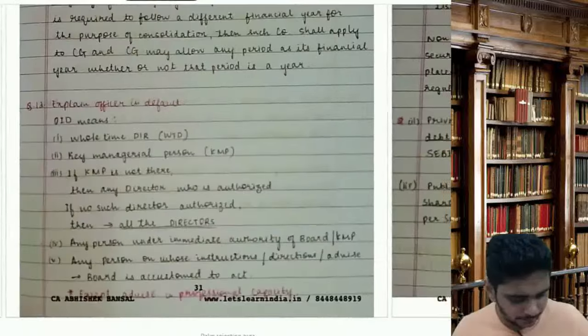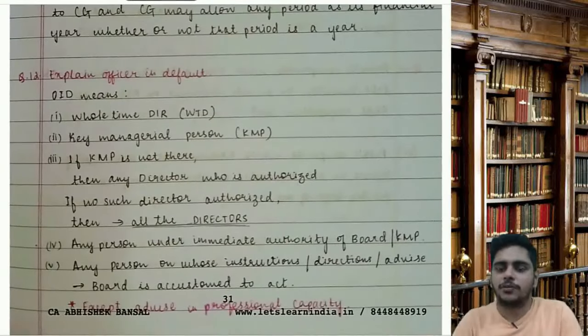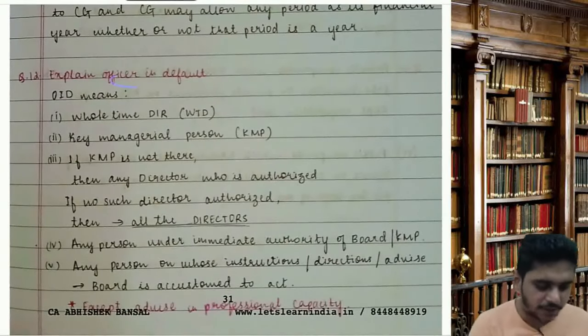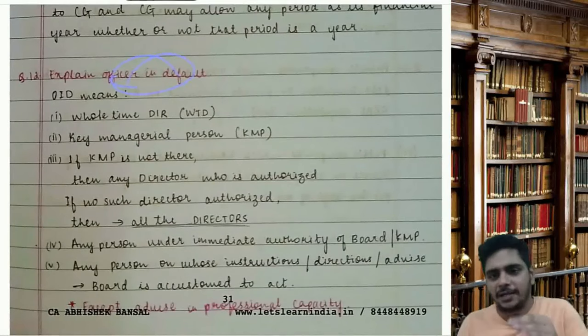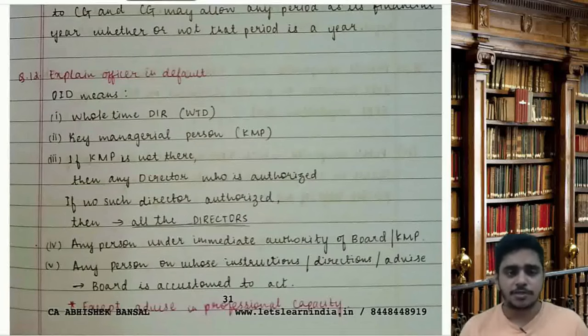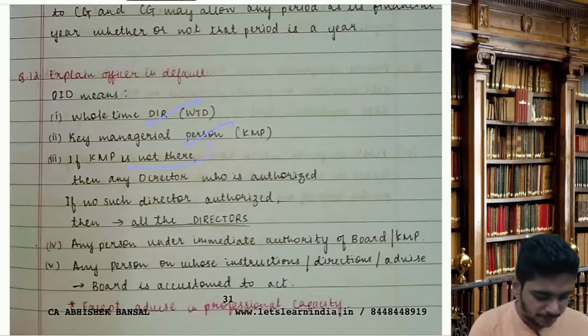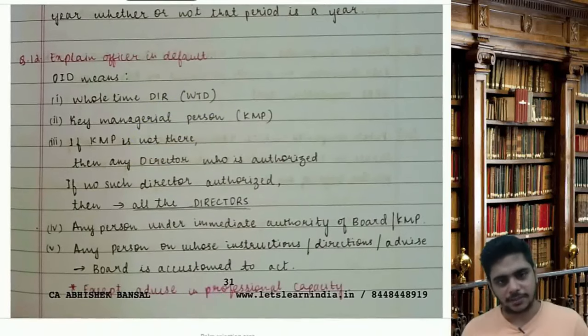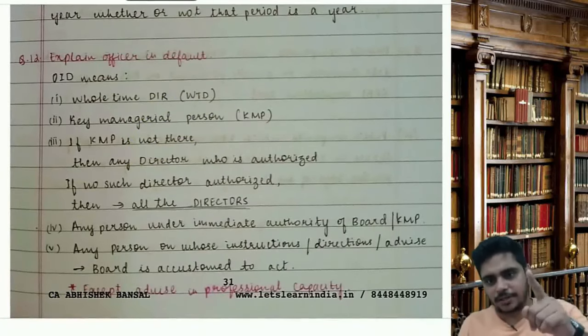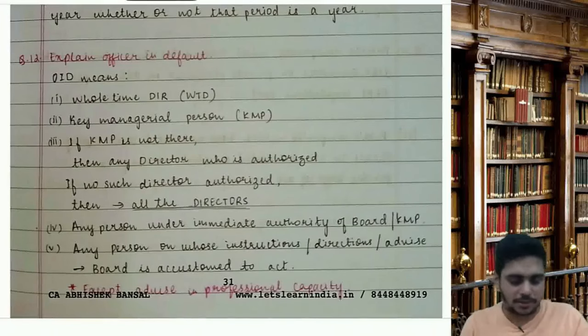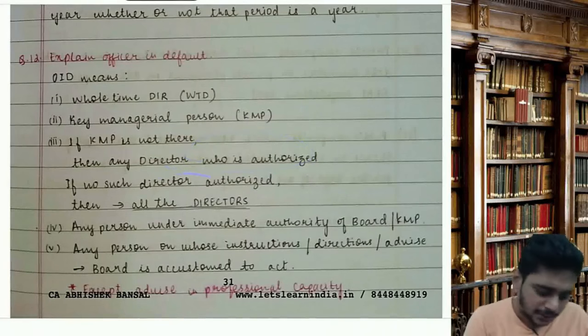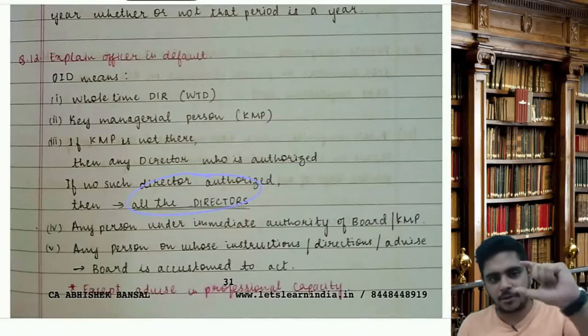Then question number 12 says explain officer in default. OID, explain officer in default. It can come also as a descriptive answer plus to identify an MCQ. Sir, OID means either a whole time director or a KMP. If KMP is not there, then any director who is authorized. If no such director is authorized, then all the directors. This is very important. These 3 points are very important.